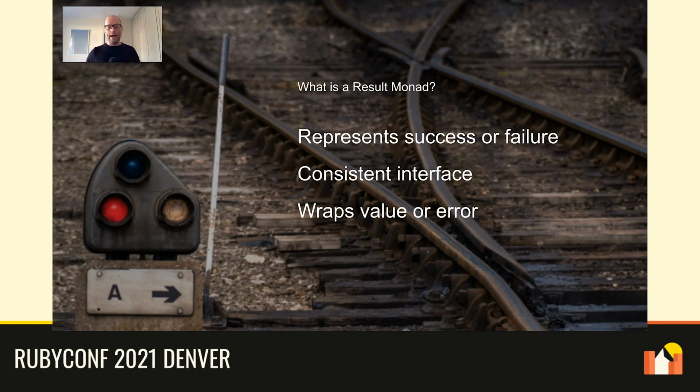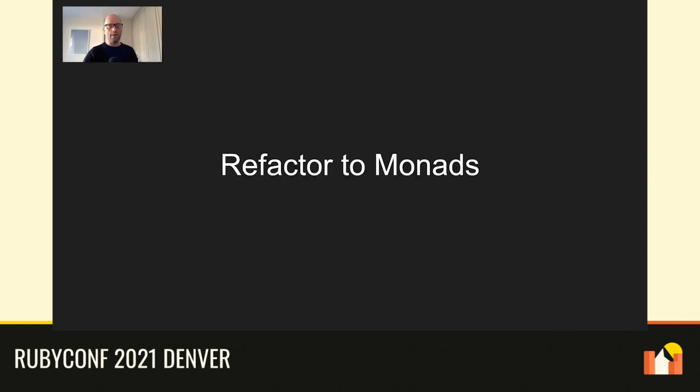And in the case of a success, this object wraps the value. In the case of failure, it wraps the error. So let's refactor the code that we had before to monads and see what happens. The first thing we need to talk about is how do you create a success or a failure? I'm going to be using the dry-monads gem for all these examples.